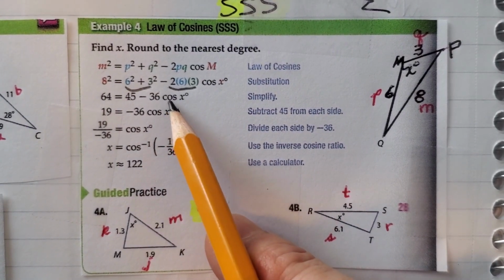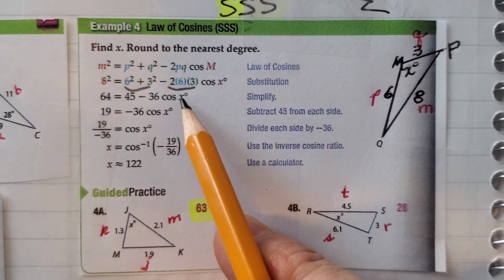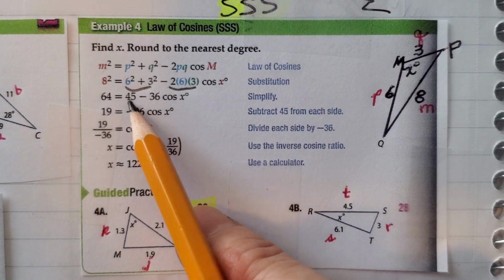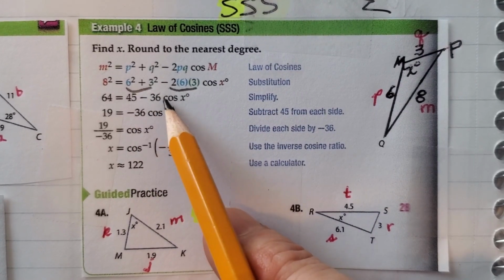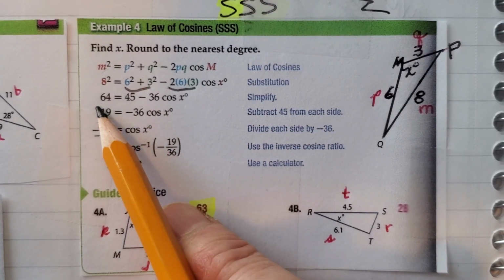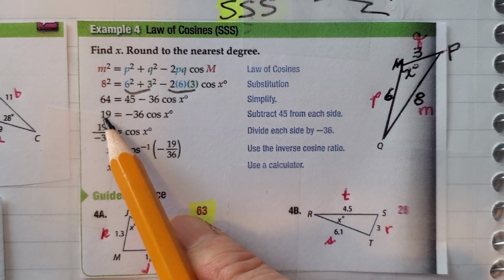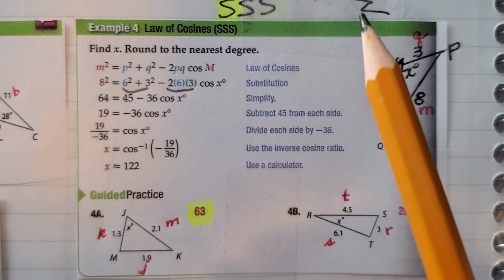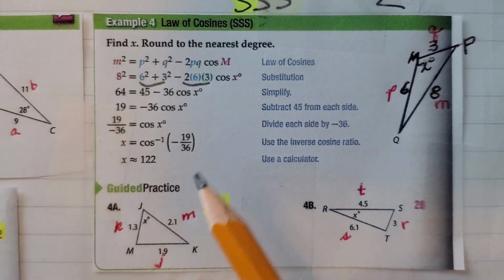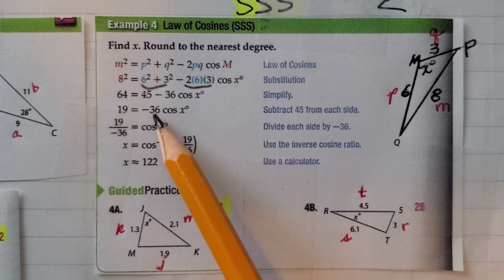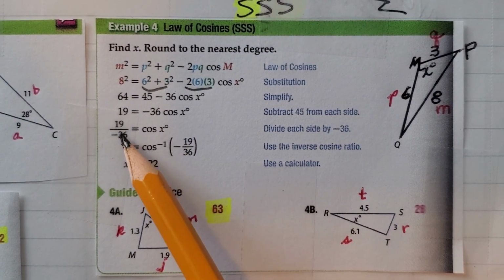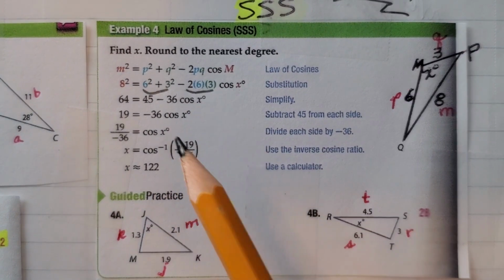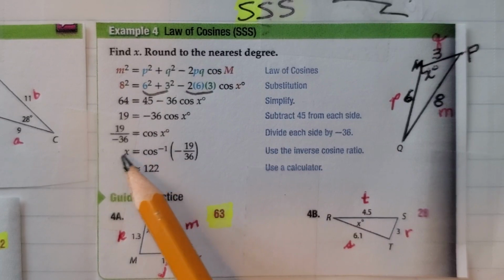Now we're solving for the x. So we got to get everything away from it. First thing you do, you don't add these two together because you can't, because that's attached here. So you got to subtract 45 from both sides. 64 minus 45 is 19 equals negative 36 cosine of x. That's your algebra right there. Now you divide by negative 36 both sides, and you get 19 divided by negative 36 equals the cosine of x.